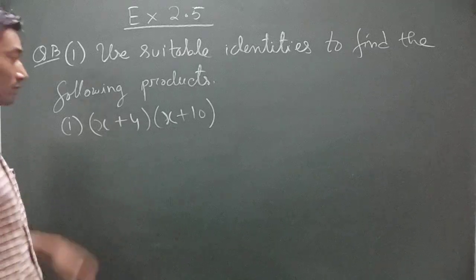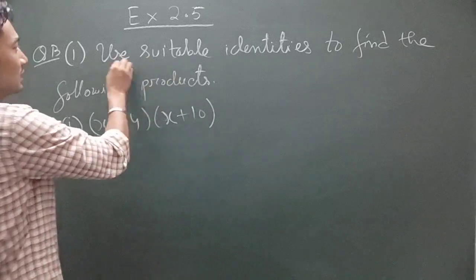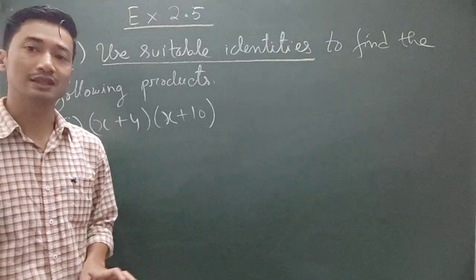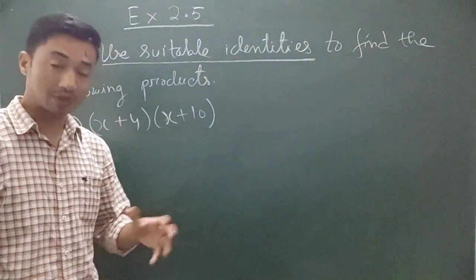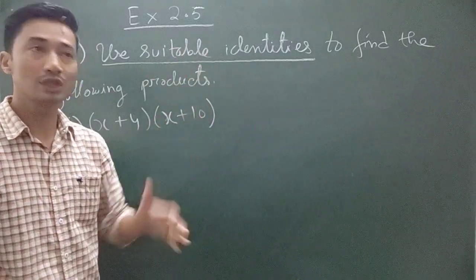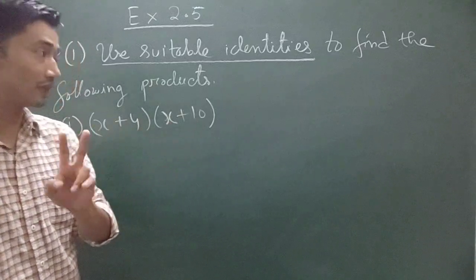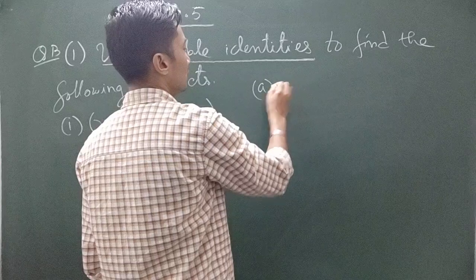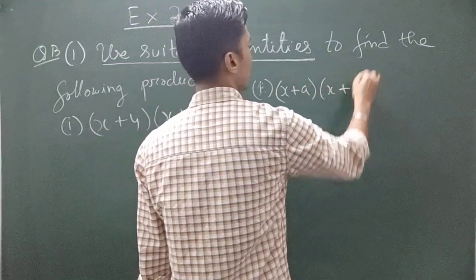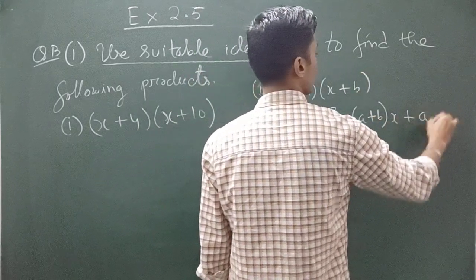We can actually directly multiply and find the solution also, but as the question demands, use suitable identities, so we have to use one of the algebraic identities. We are not allowed to directly multiply. As I mentioned earlier, today we are going to make use of 2 specific identities. The first one is (x + a)(x + b) = x² + (a + b)x + ab.